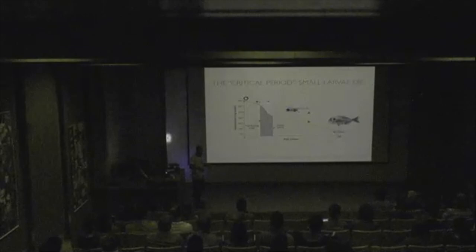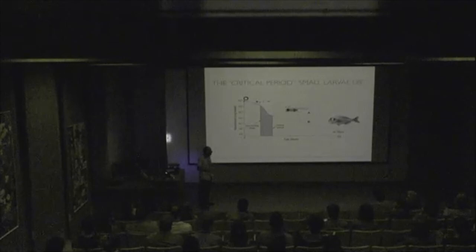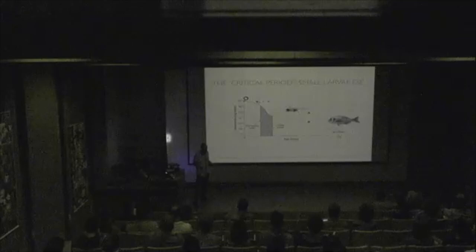This is a term coined by John Hjort, a Norwegian biological oceanographer who lived about 100 years ago. This axis describes the time, and this is the number of eggs in a theoretical population. What you see here is the decline in the number of eggs, and then suddenly you get this huge dip in the number of larvae. Note that this is a logarithmic scale. So about 99% of the larvae die during this period, when the mouth is open and the larvae start to feed, until about 2 or 3 days later, when the larvae have sort of metamorphosed.